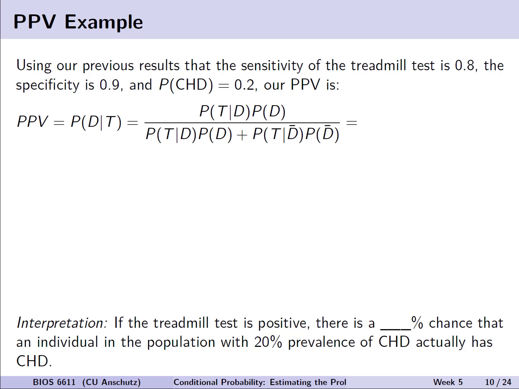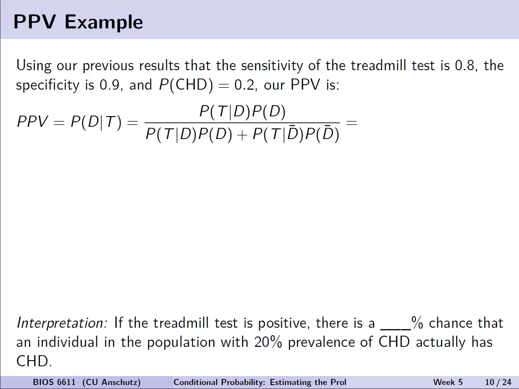And recall from our last lecture slides, we calculated the sensitivity of our treadmill test to be 80%, the specificity to be 90%, and we're assuming the population prevalence is 20%. We have our formula in terms of probability on the slide here, but I encourage you to pause the video briefly as you work through the calculation yourself before we walk through it together.